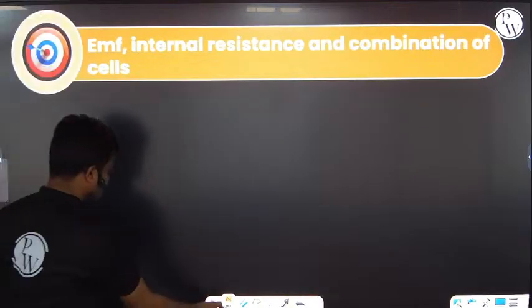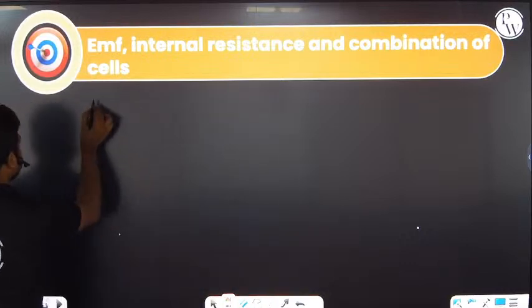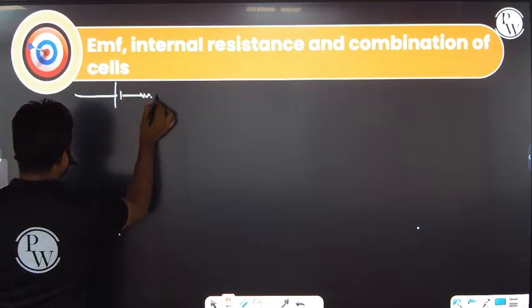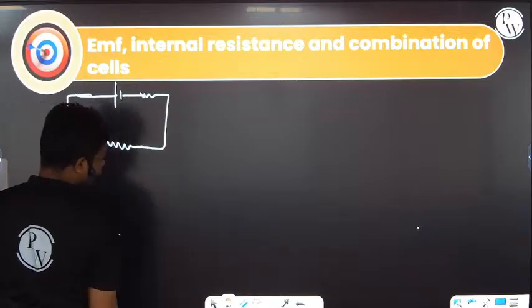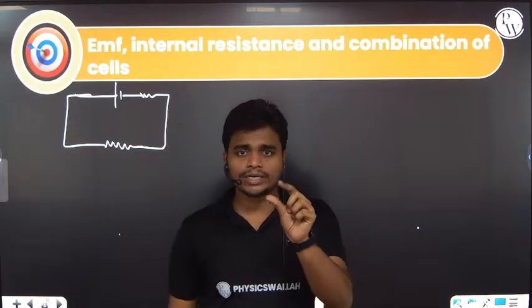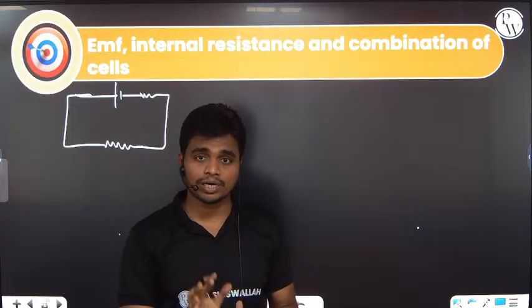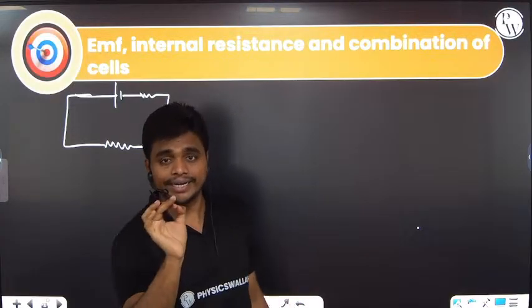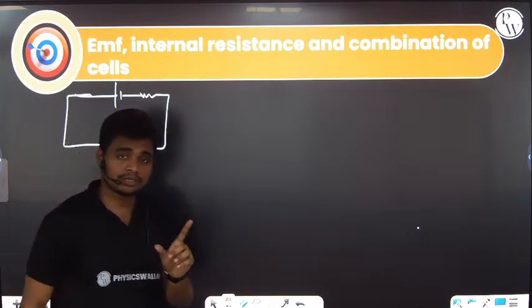So next we have EMF, internal resistance and combination of the cells. For example, if we have the batteries connected like this in this particular case, and the resistance is across this way. So two things are there when we are going to purchase a battery in the market. Whatever the quoted potential difference across the battery, whatever the rated potential difference, that is the EMF, electromotive force.